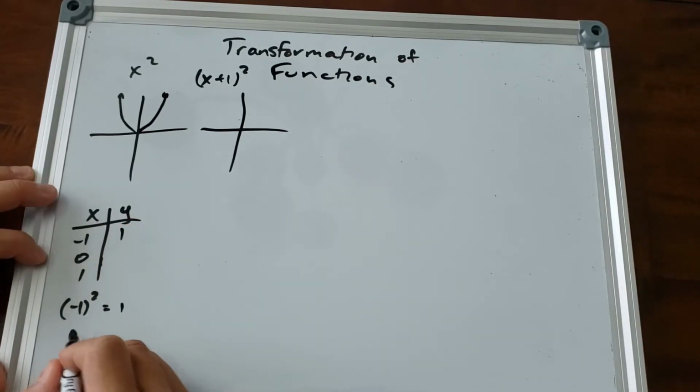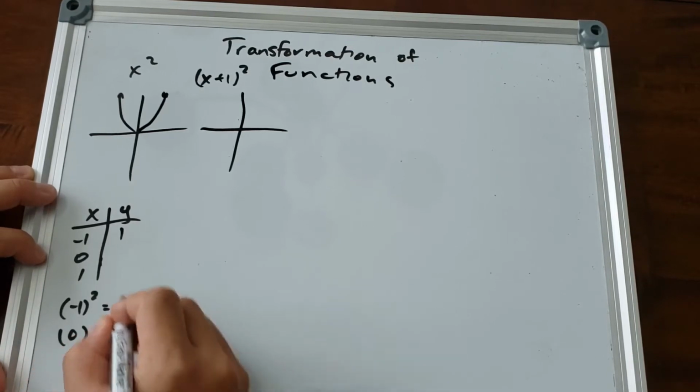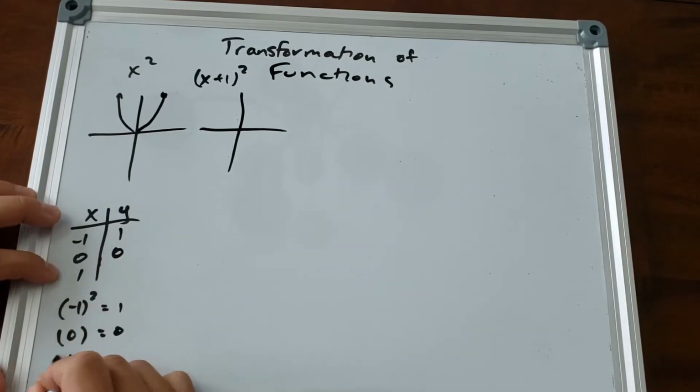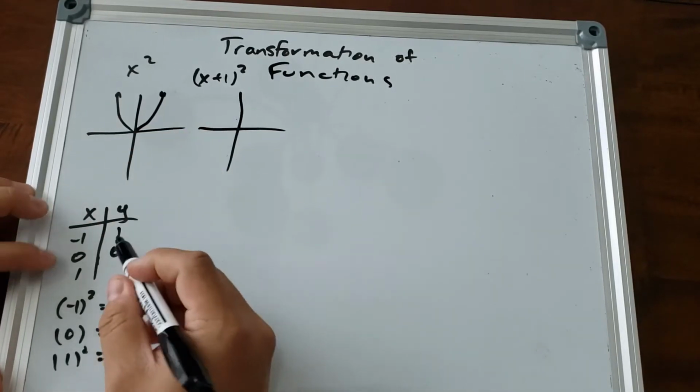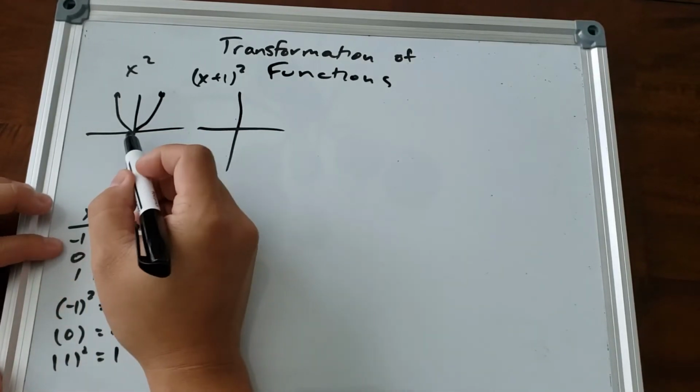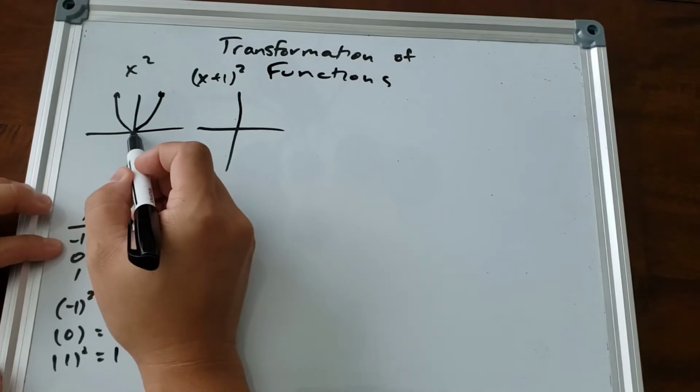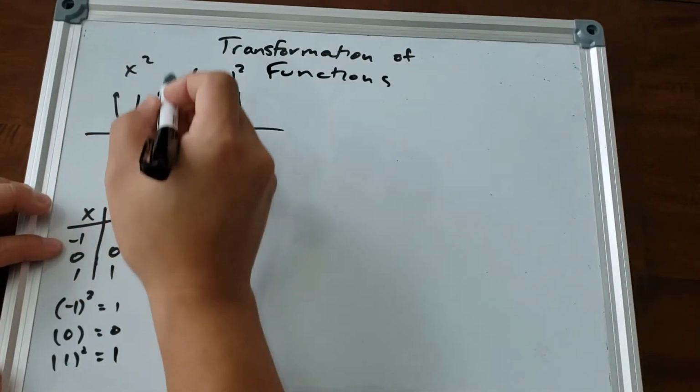Then I'll plug in a 0. So 0 squared, that gives me a 0, and then a 1 squared, that gives me a 1, right? Then I would go up here, and I'd graph, so I'd go -1, 1, draw my dot, 0, 0, dot, 1, 1, and then draw my picture in.